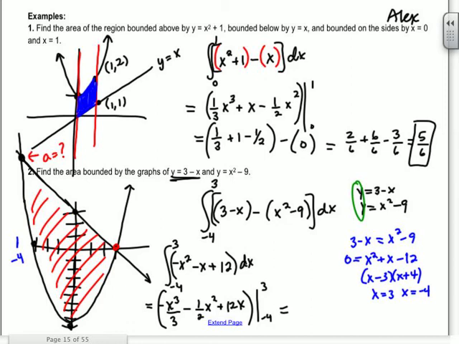I don't have my calculator, let me grab it. Okay, so you guys go ahead and plug in 3, plug in negative 4, see what you get.